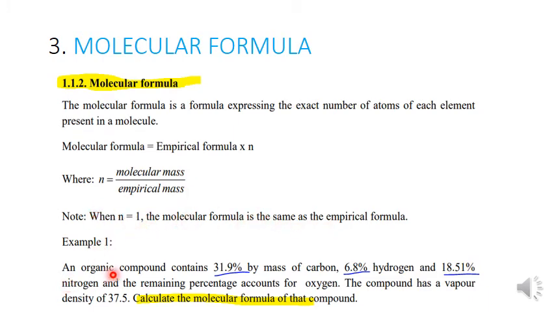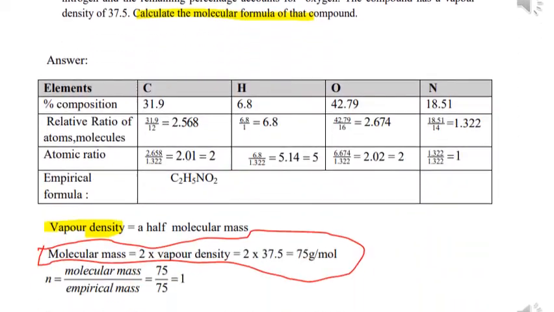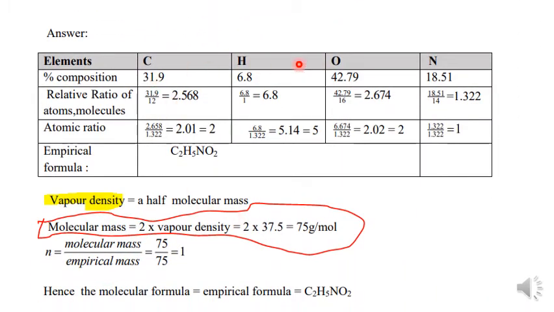Example: an organic compound contains this mass of carbon, this percentage of hydrogen, and this one of nitrogen, and the remaining percentage is oxygen. The compound has a vapor density like this. Calculate the molecular formula of the compound. We are going to see the percentage, then we are going to see the empirical formula.